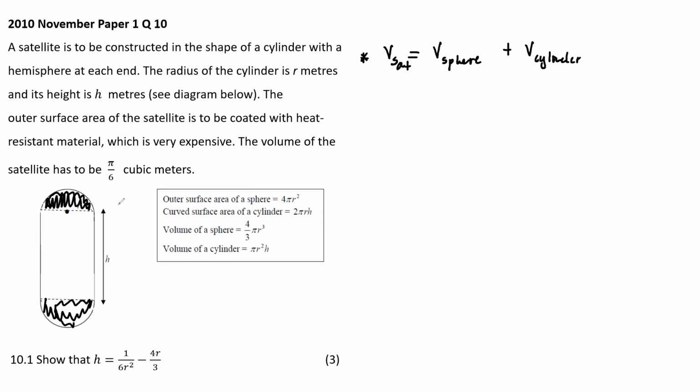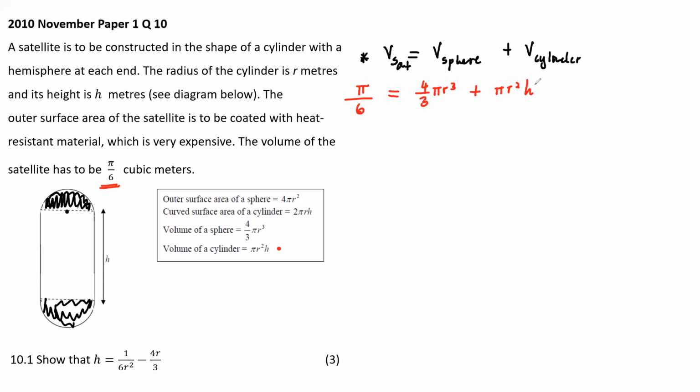Two half oranges, two hemispheres, are going to give you a sphere, and then the other part is the cylinder. They gave you formulas in this question: the volume of a sphere and the volume of a cylinder. Now, the volume of the satellite we're given is pi over 6. Let's do some algebra here. The volume of the sphere is 4 over 3 pi r cubed, and the volume of the cylinder is pi r squared h.